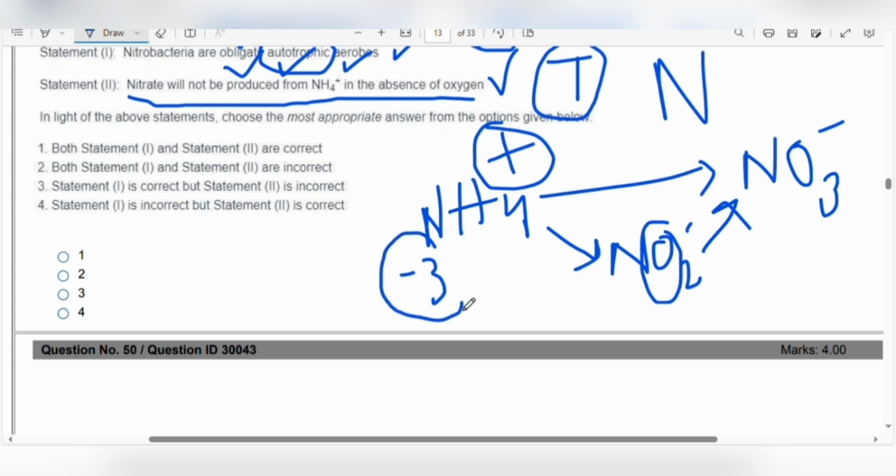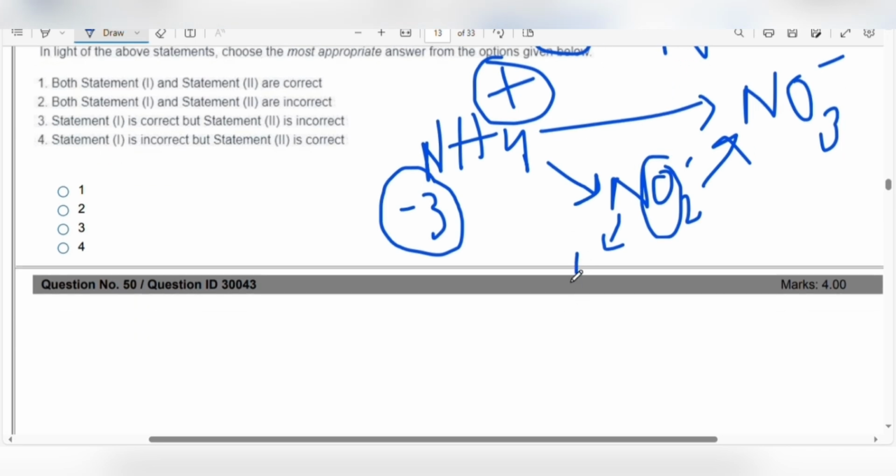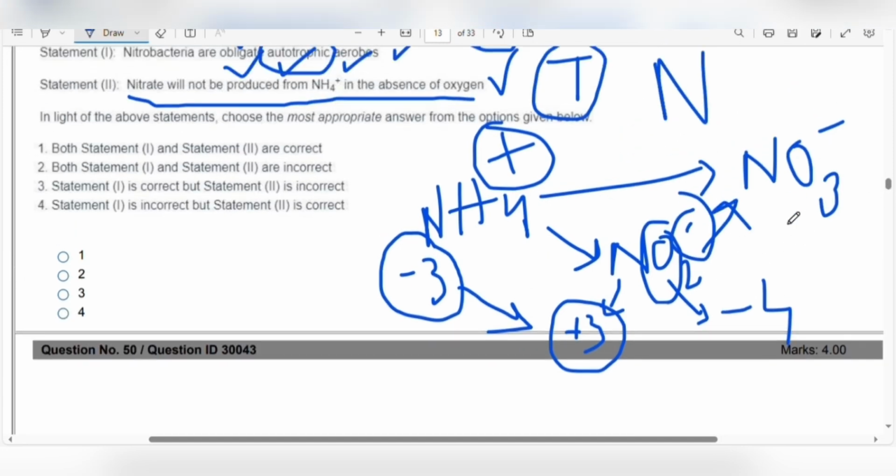So here the oxidation number of nitrogen is minus 3. In nitrite, the oxidation number of nitrogen changes to plus 3. So from minus 3 to plus 3, you can see the oxidation number is increasing. Here the oxidation number is plus 3 because oxygen is minus 4 and there is 1 minus charge, so minus 4 plus 3 is minus 1. And in nitrate, the oxidation number is plus 5.